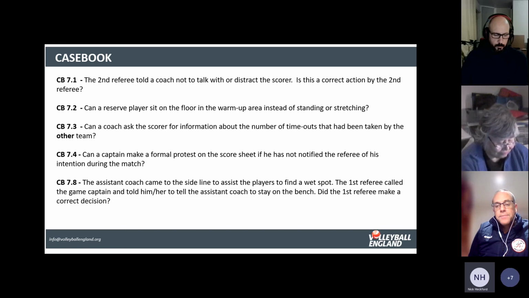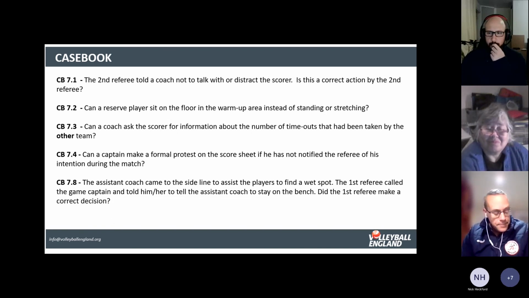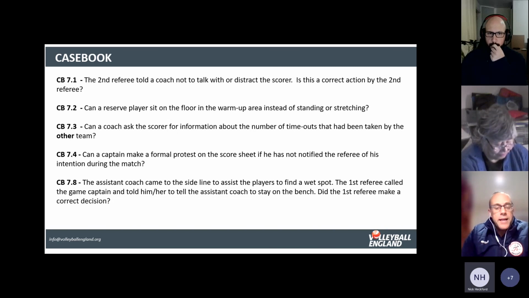Yes, this is correct. You should tell him the only time he's allowed to is if you want to check who the scorer, who the server is. So you're well within your right to tell him not to distract the scorer. This is one where the second referee can talk to the coach. If they can dissolve the situation really quickly, they can sort it out, resolve it, whatever it is, then the second referee should just step in here and just mention it. Okay, just quickly to the coach.